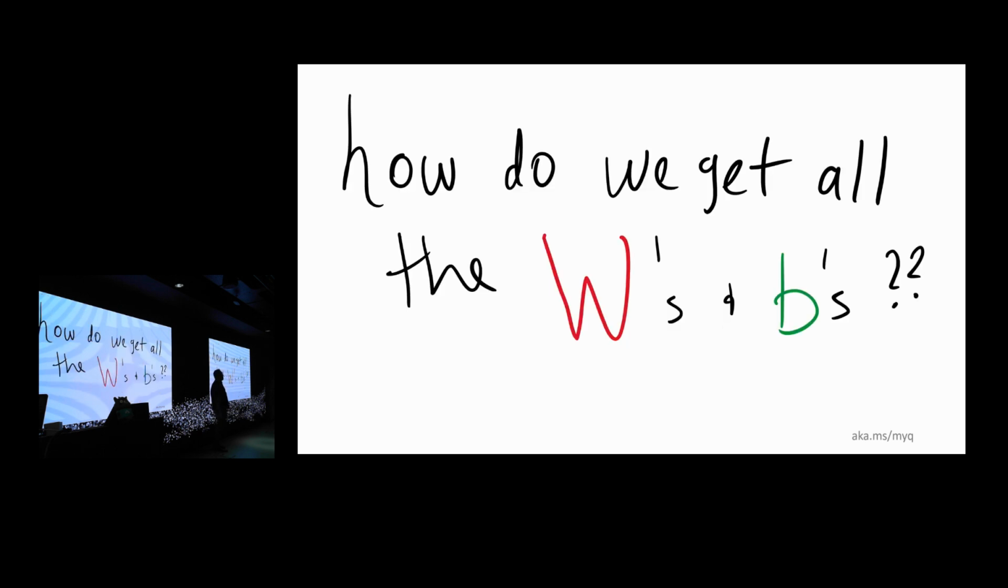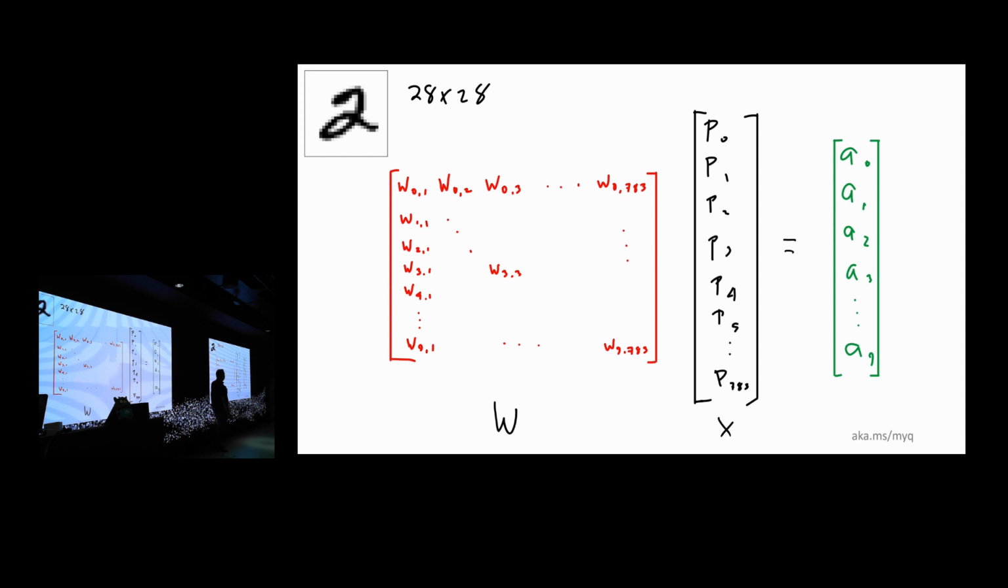How do we get all the W's and B's though? Are you gonna go and guess them? We're gonna guess them all uniformly at random until the thing works, right? How do you guess all these numbers?